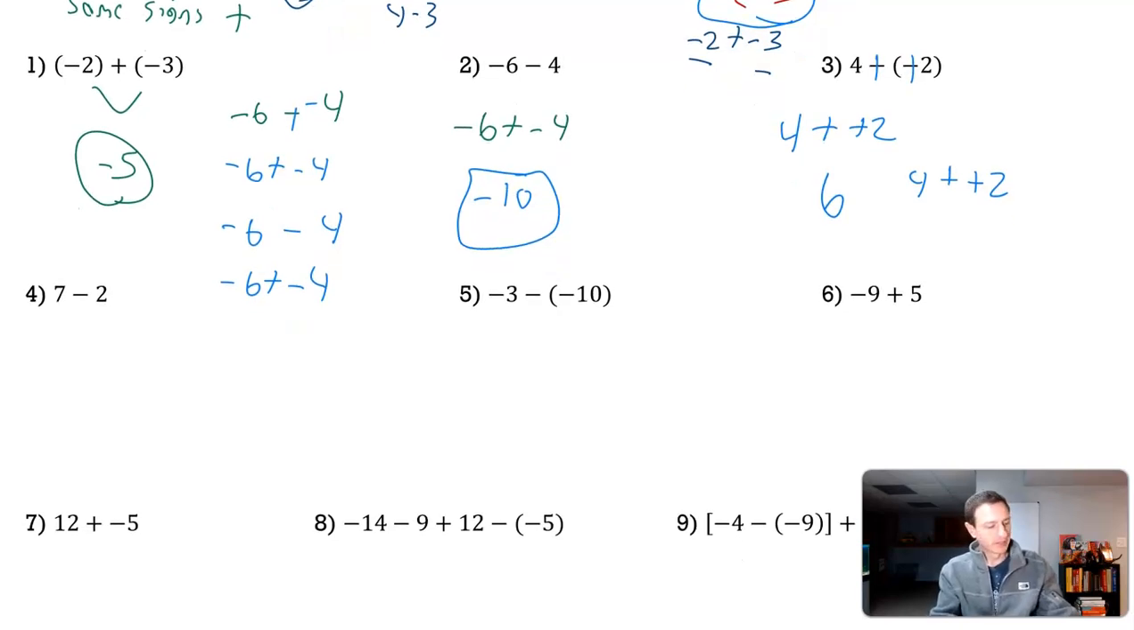And then number 4, 7 minus 2 is 5. Just a straight up 5. There's nothing else to really say.